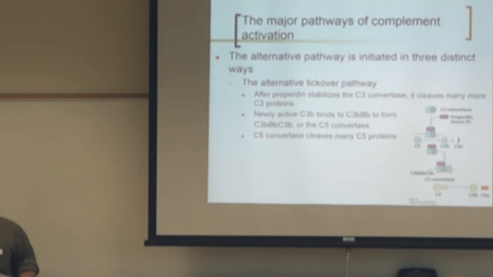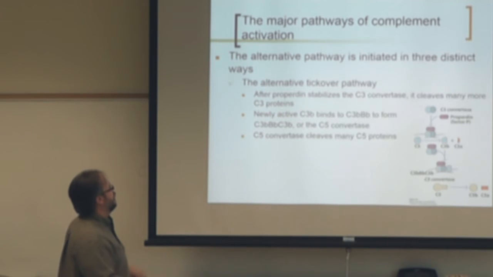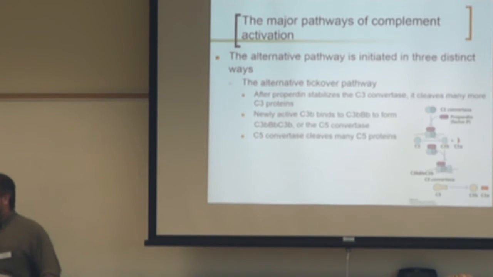So they call this the alternative pathway, the tick over pathway, because I guess it's constantly happening and undoing and ticking over and over. I don't know who comes up with these names.